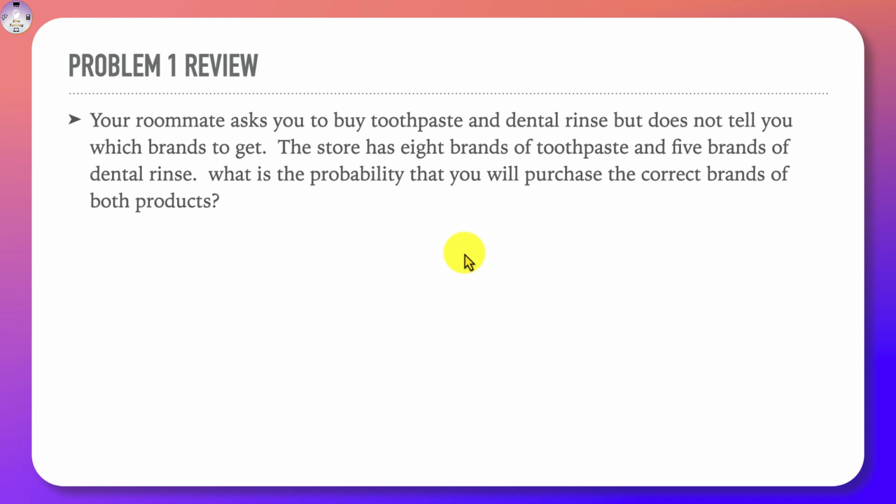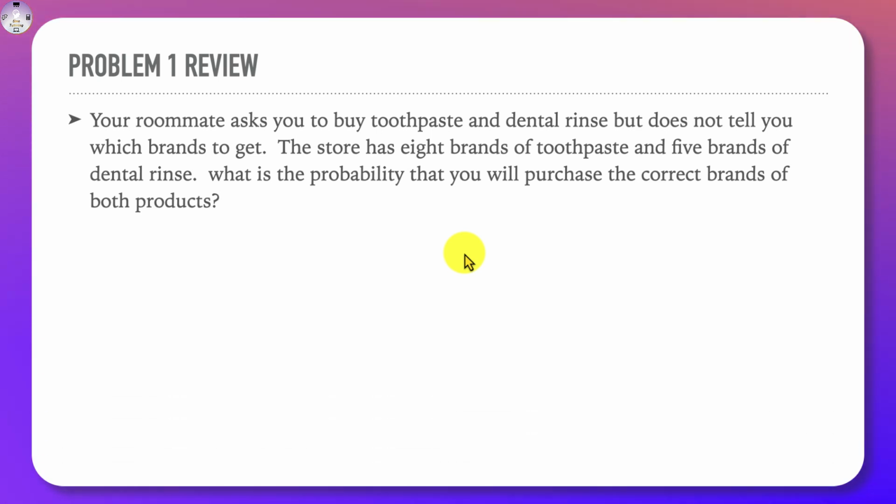A typical problem with the multiplication rule. Your roommate asks you to buy toothpaste and dental rinse, but does not tell you which brands to get. The store has 8 brands of toothpaste and 5 brands of dental rinse. What is the probability that you will purchase the correct brands of both products? Now, this also makes an assumption: that your roommate only likes one particular type of toothpaste and one particular type of dental rinse. That could change, but we're going to make that same assumption for this simple mathematics class problem.